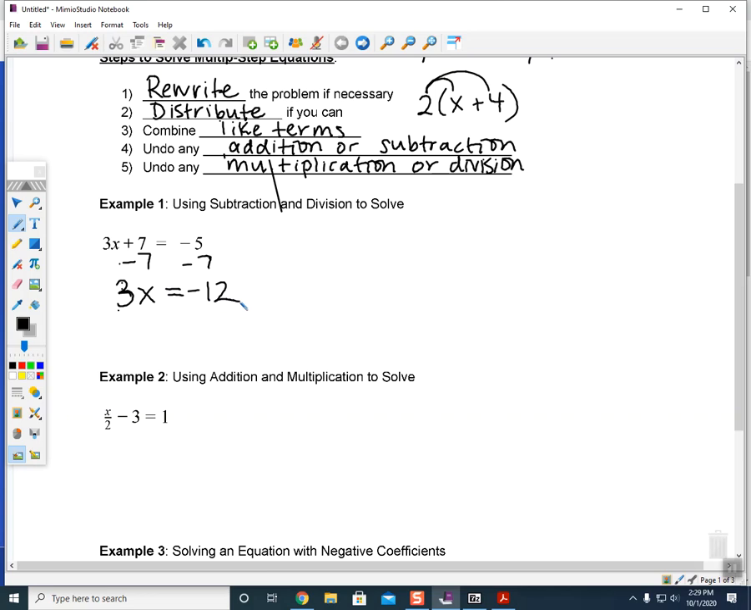Once I've done this, then I can divide both sides by 3. I'm left with x equals negative 12 divided by 3, which gives me negative 4. x equals negative 4. That's my answer. I would like you to get into the practice of boxing your answers when you get to this point from now on, so that I know for sure that you know when you're done.